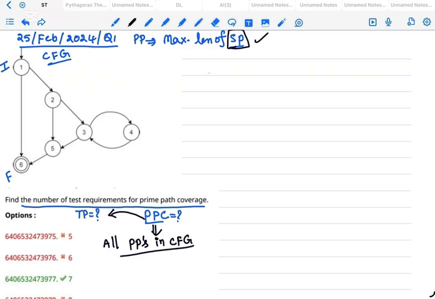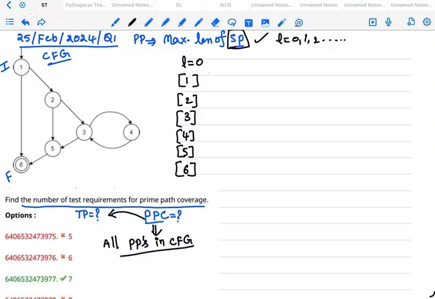First we find the simple paths of length starting from 0, 1, 2 and so on up to the possible length. The maximum length simple paths are the prime paths. First, the simple paths of length 0. Length 0 means simply nodes. So write all the nodes: node 1, node 2, node 3, node 4, node 5 and node 6.